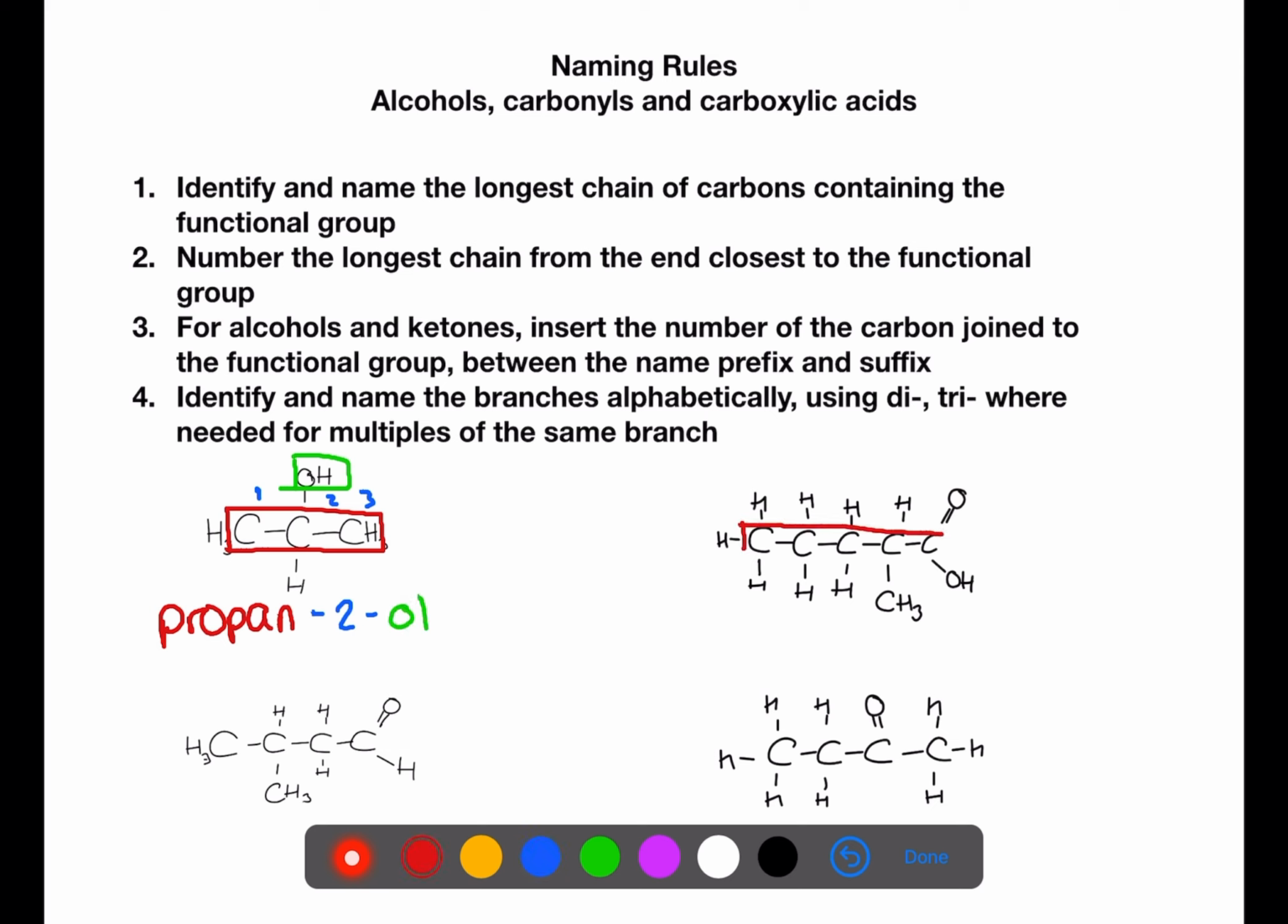In this second example, we have a longest chain of 5 carbons. We have the functional group, the carboxyl group, on carbon number 1. On carbon number 2, we also have a methyl group. When naming this, we put the methyl group first with the number where it is located. So we have 2-methylpentanoic acid.